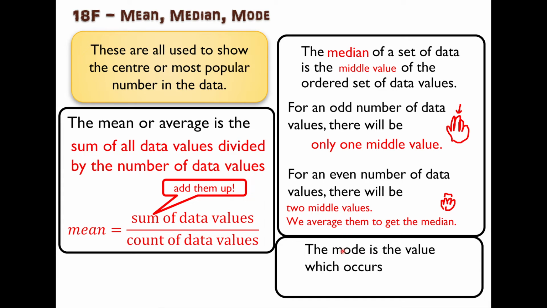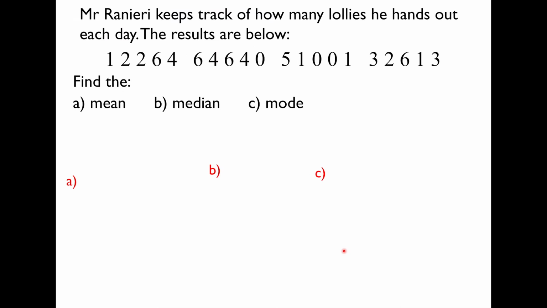Finally, the mode, which I think is the easiest, is the value which occurs the most often in a data set. It makes sense for categorical data and discrete numerical data, so when it's whole numbers. It doesn't make much sense for continuous data, like the time that you ran a race in. Let's see some examples of these three.